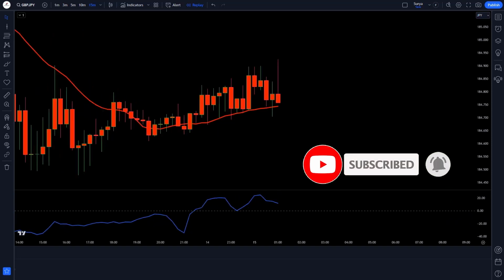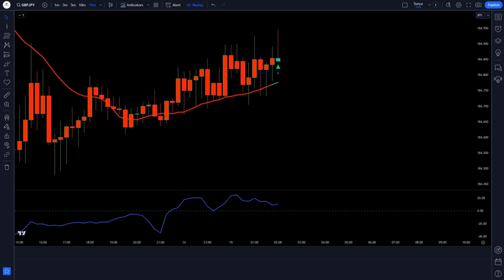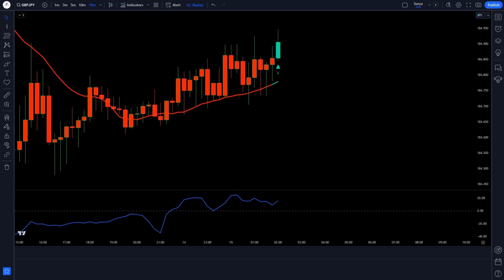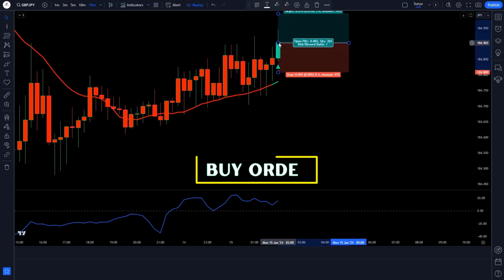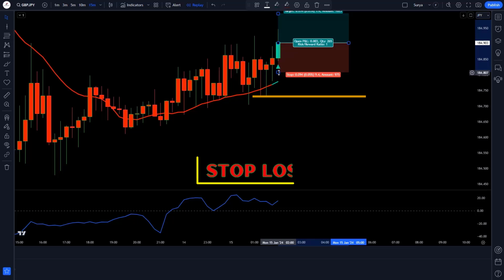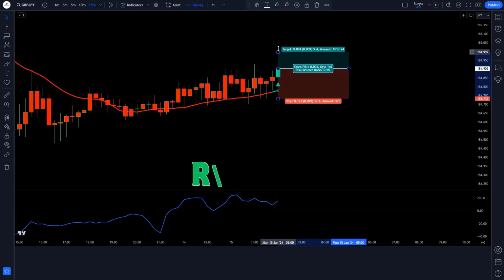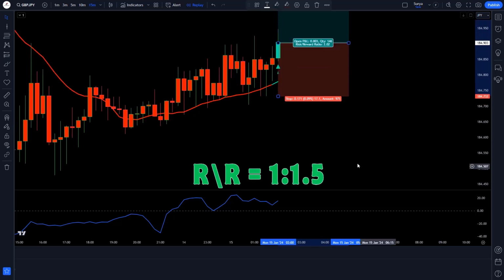Friends, let's see some examples of trades. When the Dynamic Score SMA indicator gives us a buy signal, when the line of the Shan Momentum Oscillator indicator is above the zero level, when the market forms a bullish candle, if this condition is met, we will take a buy order. Our stop loss is to be placed at the previous low of the market, and the risk to reward ratio will be 1 to 2.